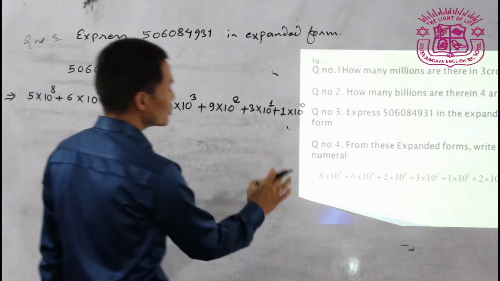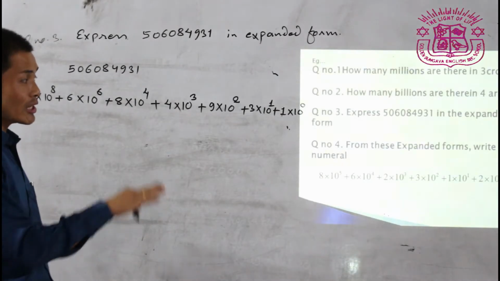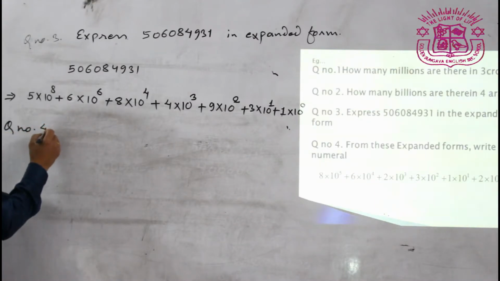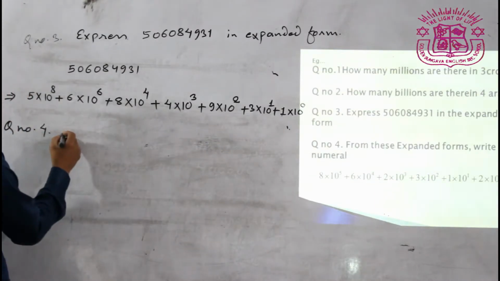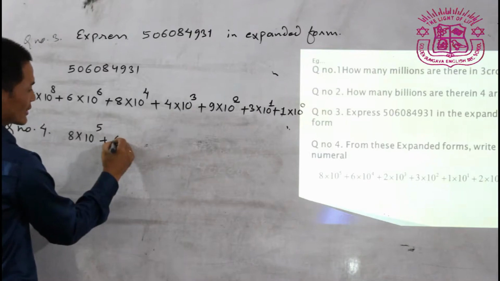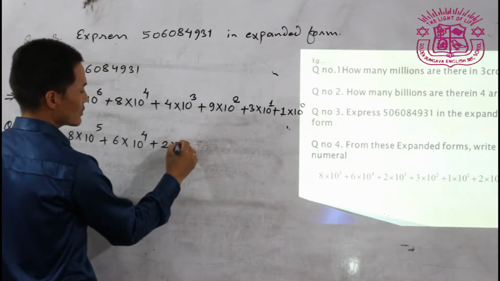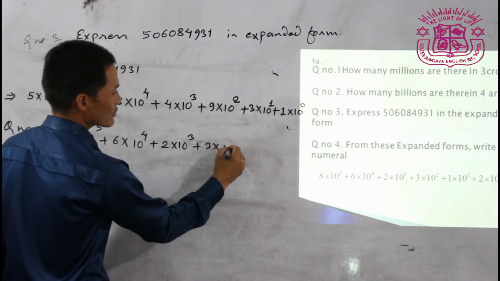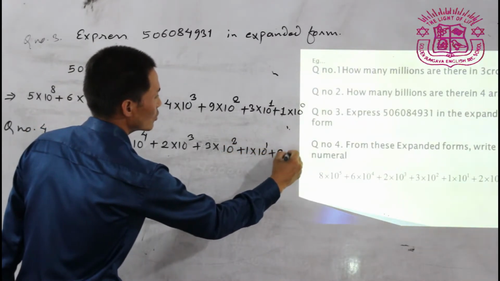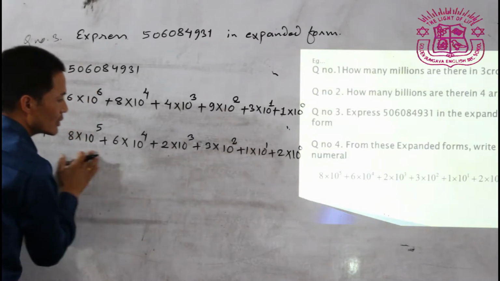Similarly, if the question is given in expanded form, we express that expanded question in short form. So, question number 4. Look at the board: 8 times 10 to the power 5 plus 6 times 10 to the power 4 plus 2 times 10 to the power 3 plus 3 times 10 to the power 2 plus 1 times 10 to the power 1 plus 2 times 10 to the power 0. So this is the expanded form.